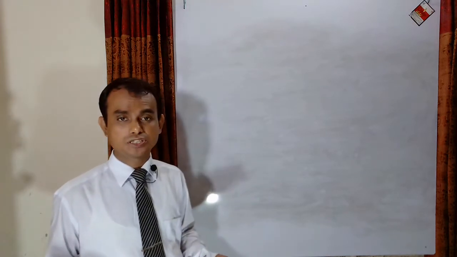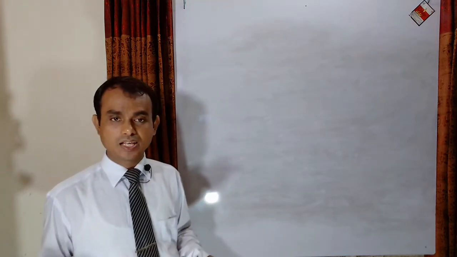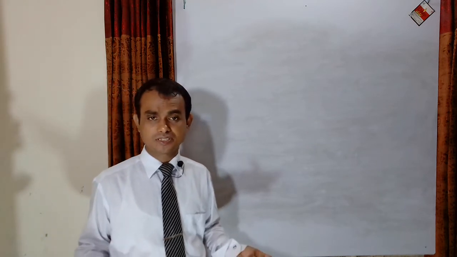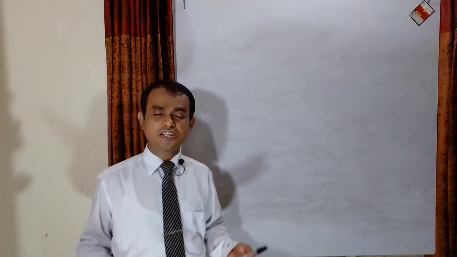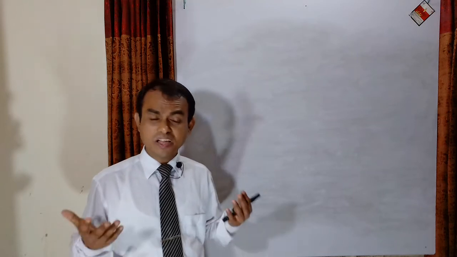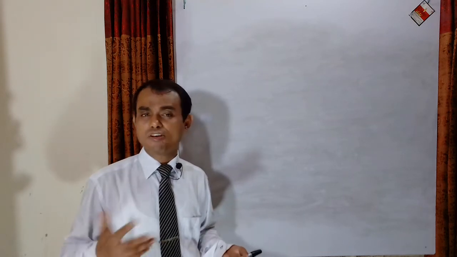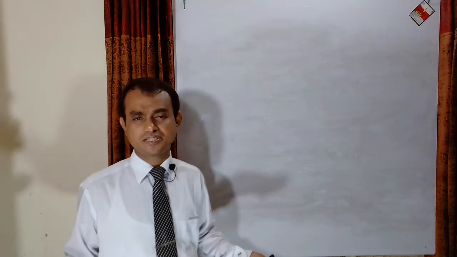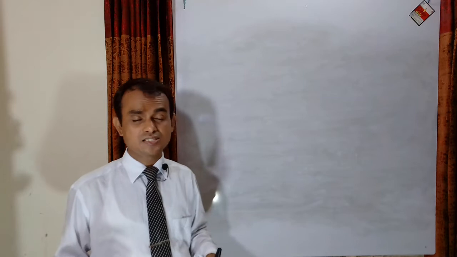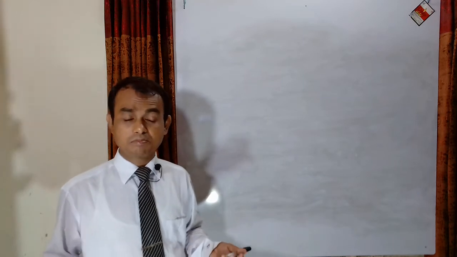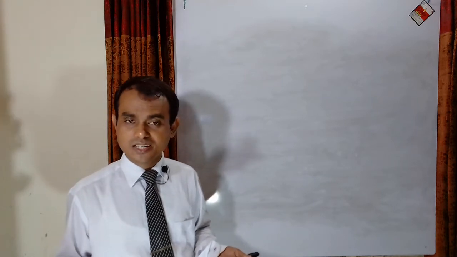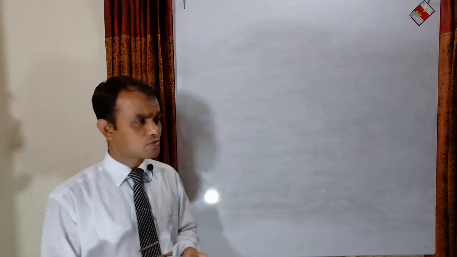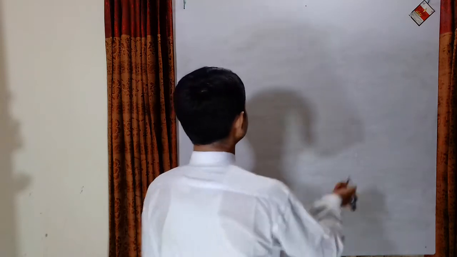Today I am going to teach you about gender. That is very important in English grammatical items. Gender is that form by which males or females or both or none is indicated. Gender is of four kinds: masculine gender, feminine gender, common gender, neutral gender. Okay, I'm going to write on the whiteboard.